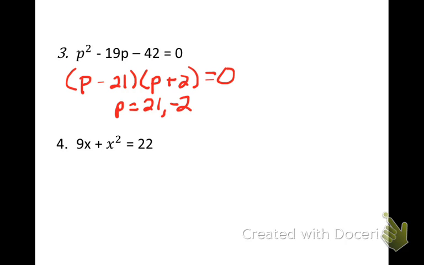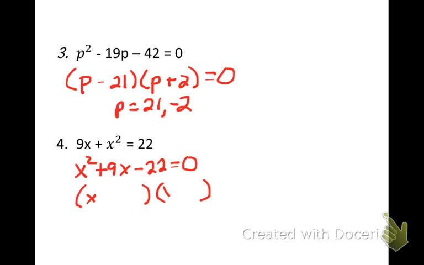Again, we need to get this set equal to 0, but also let's put it in descending order. So let's put the x squared first, plus 9x minus 22 equals 0. So again, factors of x squared would be x and x. Factors of 22, the signs need to be different, so 11 and 2. Bigger one needs to be positive, so positive, negative. So x equals negative 11 or positive 2.